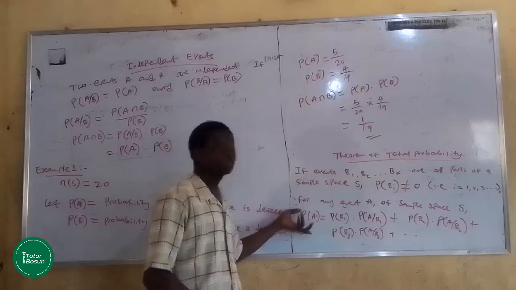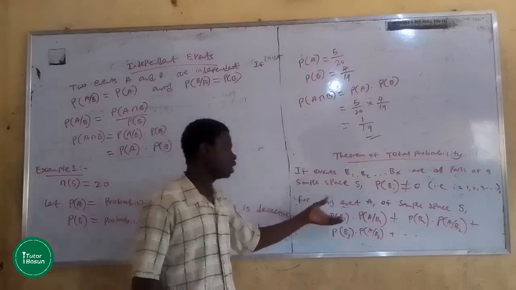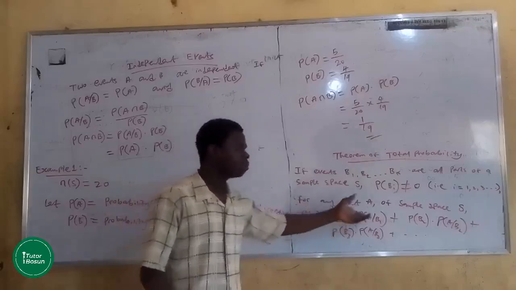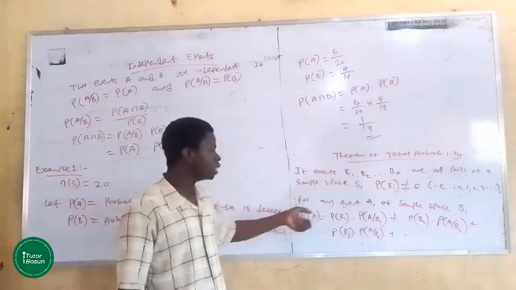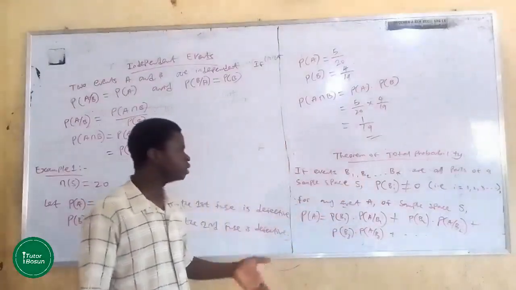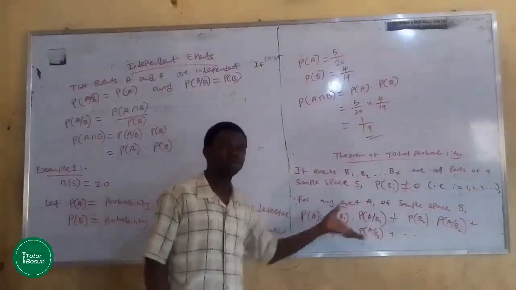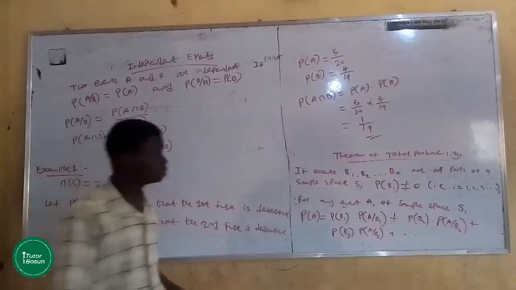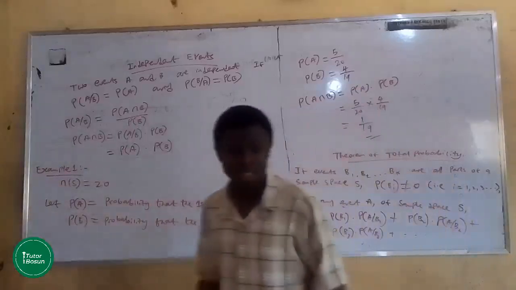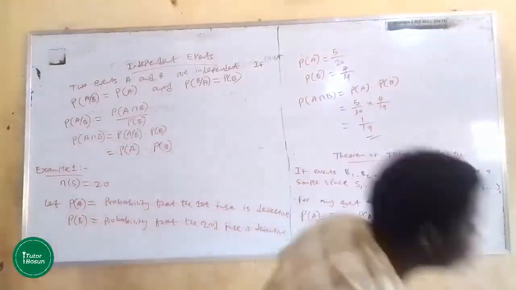So all the events here, B1, B2, B3 and the likes, contribute to the total probability of A. So the probability of A can be derived from this formula: P(B1) times P(A given B1), plus P(B2) times P(A given B2), plus P(B3) times P(A given B3). So that's the formula. Let's now apply that in an example.